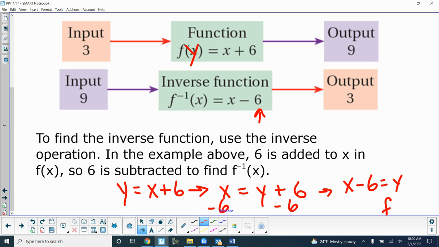Or you can write f inverse of x. So that's basically all we're doing today. We're going to get a function, f of x equals x plus 6. Think of it as y equals x plus 6. Switch the x and y and get y by itself. That's the procedure for today, to find the inverse of a function. Okay? So let's practice a few.